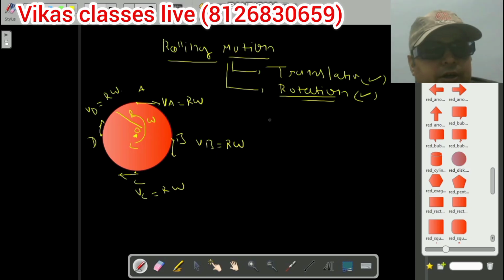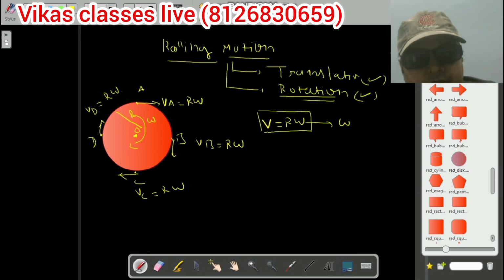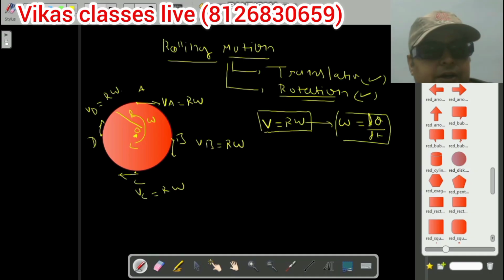In case of pure rolling condition, the relation between the linear velocity and angular velocity is given by V equal to R omega. Omega is the angular velocity, which is nothing but the rate of change of theta, the angular displacement. Now here is the relation between the linear velocity and the angular velocity.